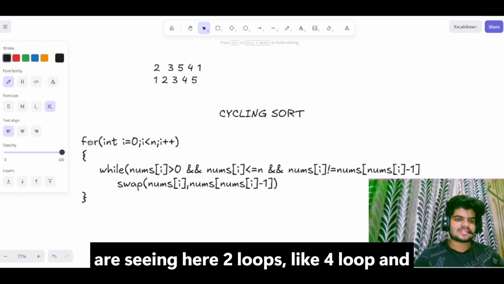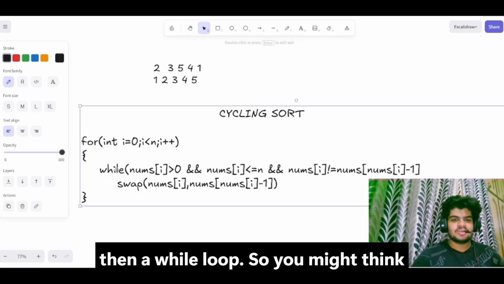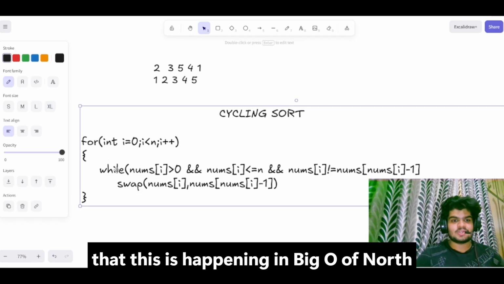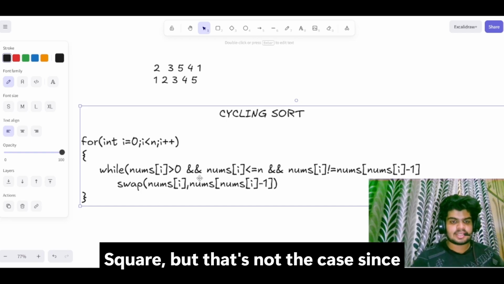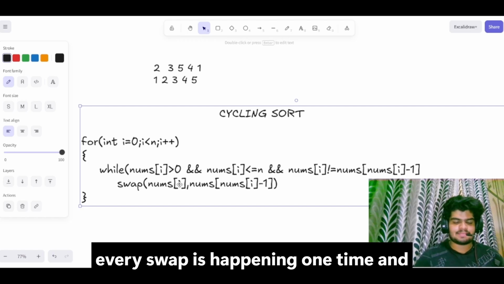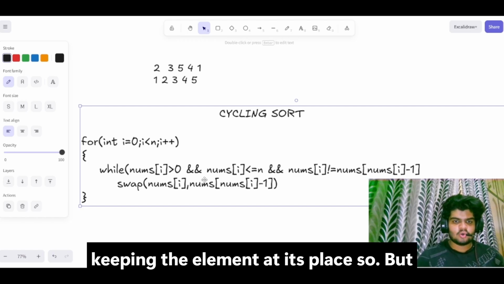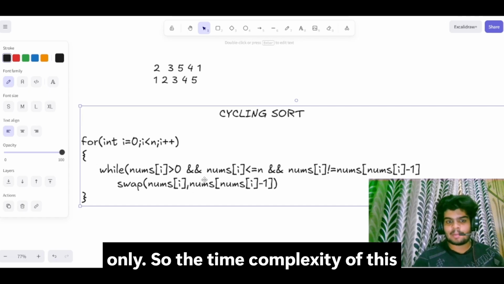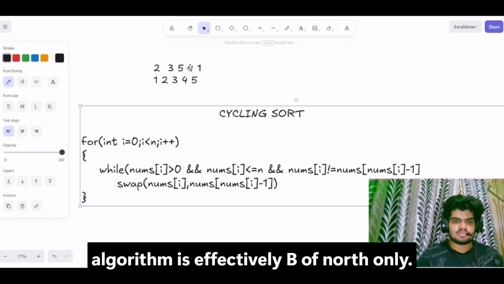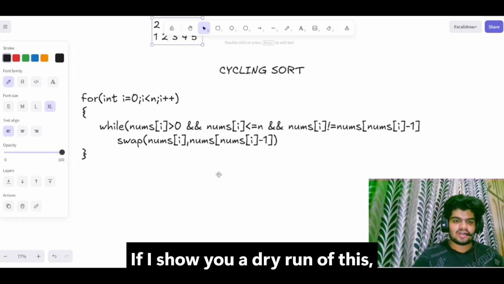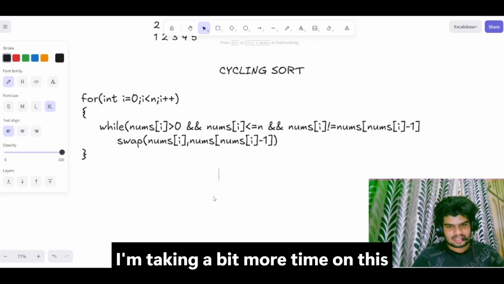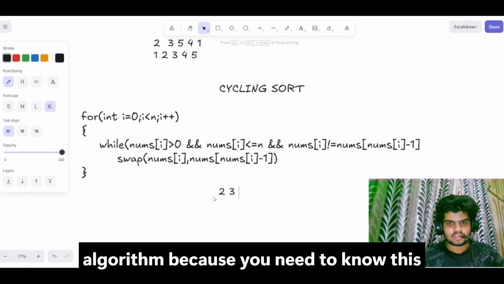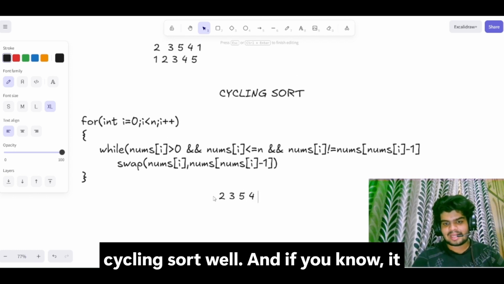You are seeing here two loops, a for loop and then a while loop. So you might think that this is happening in O(n^2), but that's not the case. Since every swap keeps an element at its place, there are essentially only n swaps happening. So the time complexity of this algorithm is effectively O(n) only. I'm taking a bit more time on this algorithm because you need to know cyclic sort well, and it helps you very much in many questions.